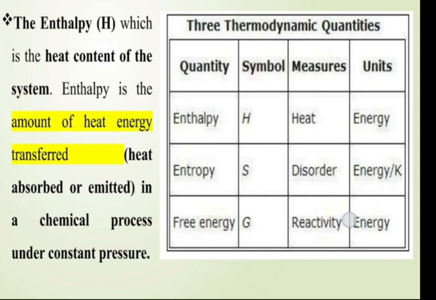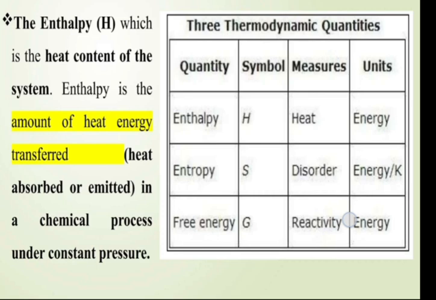Then we see about the three thermodynamic quantities. There are three types of thermodynamic quantities: enthalpy, entropy, and free energy. First of all we see about enthalpy. The enthalpy is denoted as the symbol H, and the enthalpy is measured as heat. The unit of enthalpy is energy.